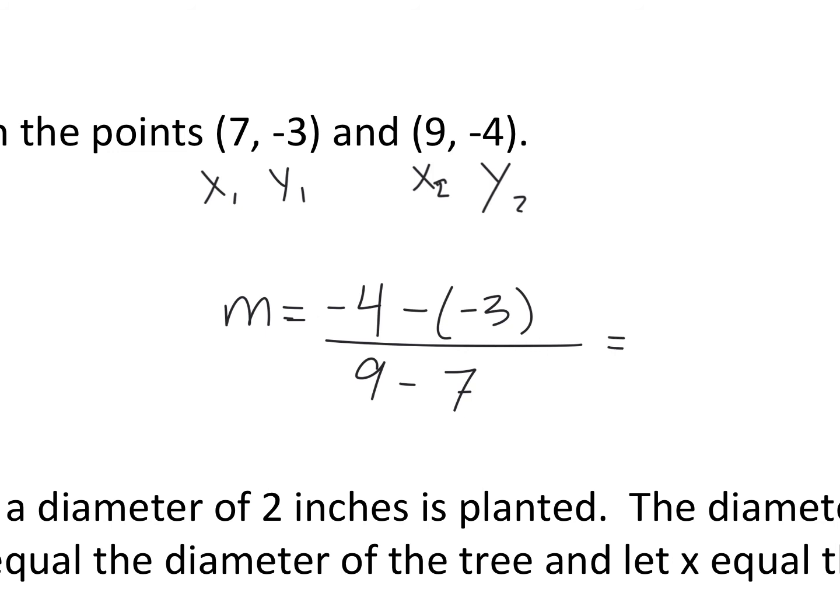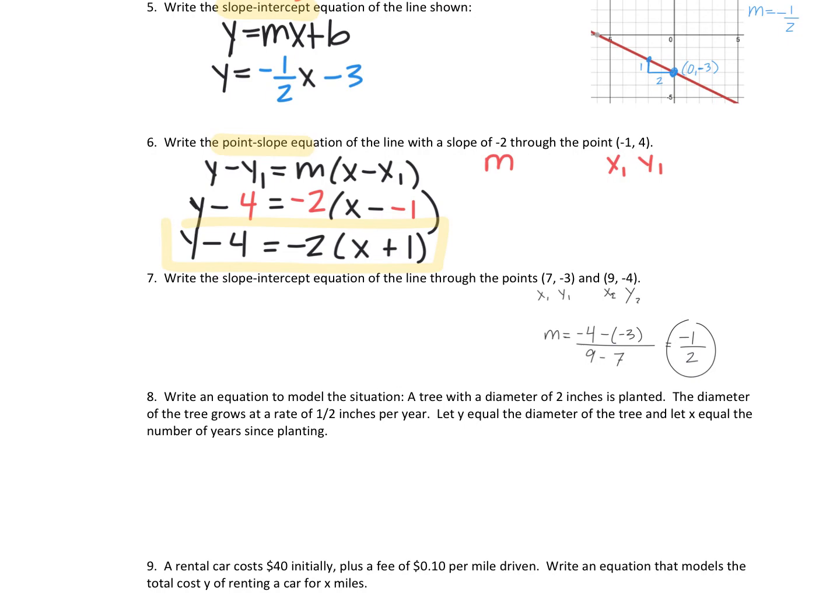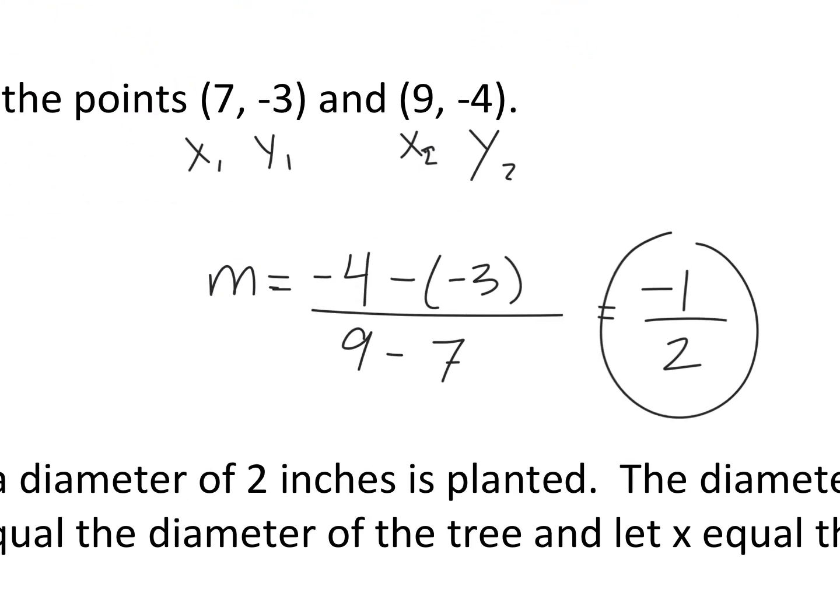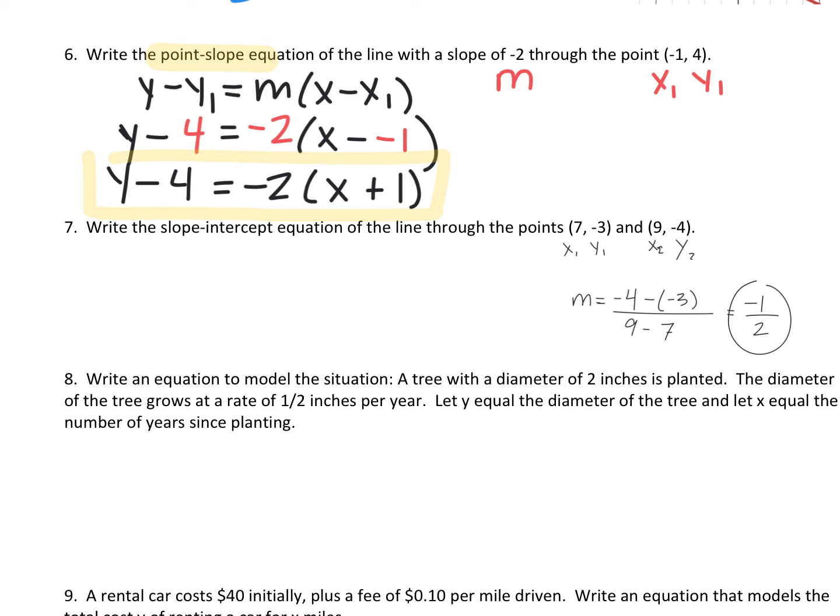There's your slope. Does that look right? Negative 1/2. I might show you the other way later if this is weird for you. So we're going to do y minus y1 equals m, x minus x1. You just pick a point. So y minus, I don't know, let's use this point here, 7, negative 3.